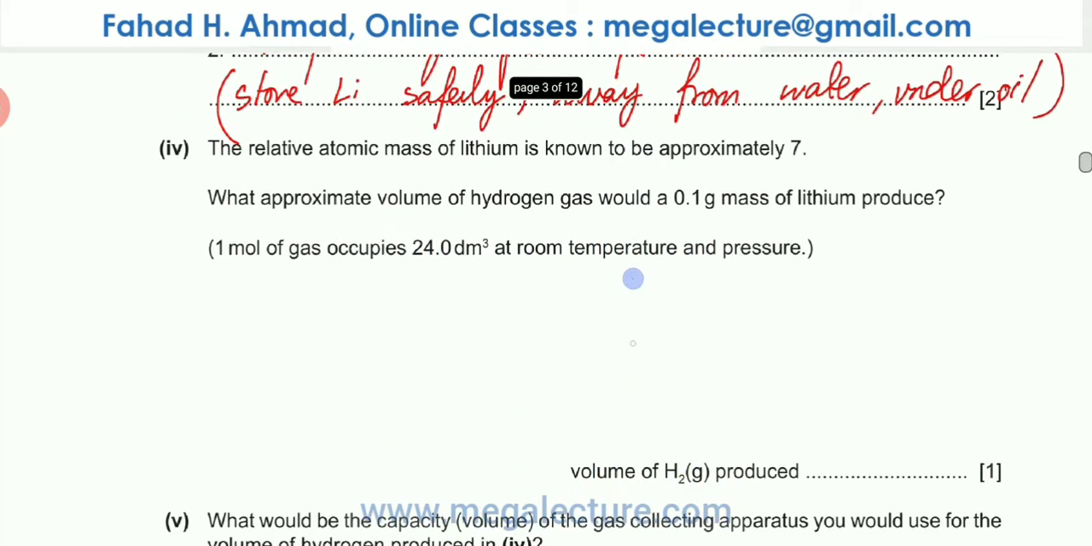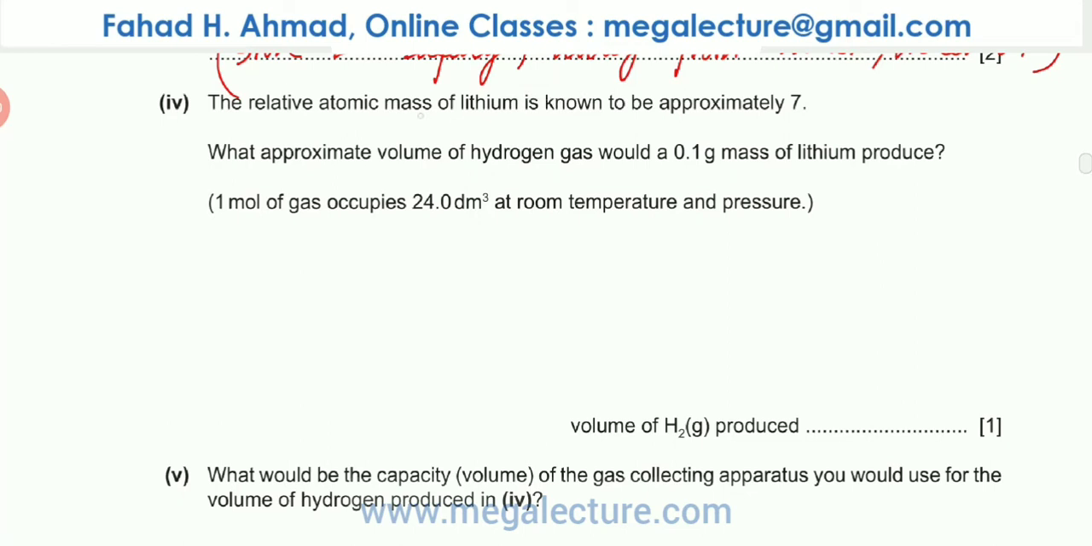Let's move to part four. Part four states that the relative atomic mass of lithium is known to be approximately 7. What approximate volume of hydrogen gas would a 0.1 gram mass of lithium produce? So this is a moles question now, and we need to figure out the volume of H2. So the first thing is I'm going to write the equation, which is already given in the question.